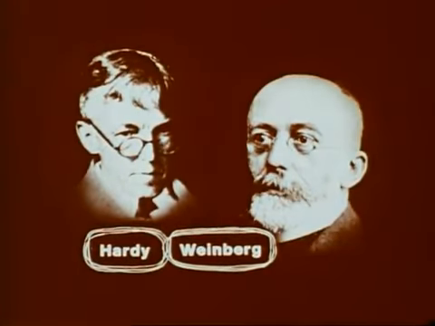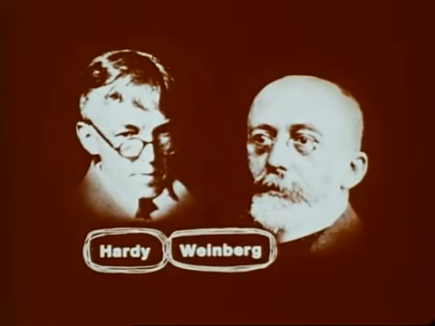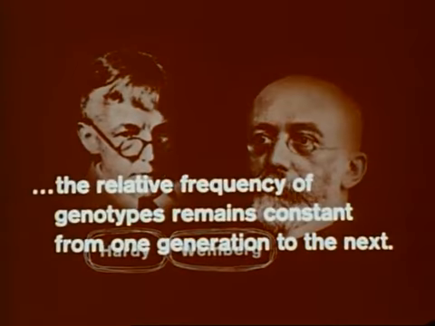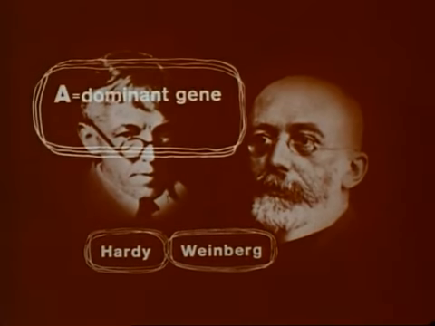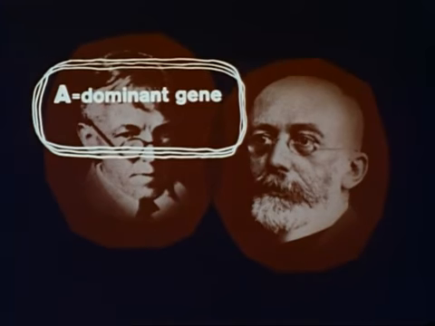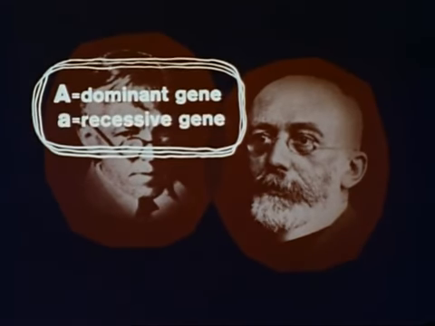The cornerstone of population genetics is the Hardy-Weinberg principle, that the relative frequency of genotypes remains constant from one generation to the next, unless disturbed by factors such as mutation, selection, drift, and gene flow. It should be noted that whether a condition is inherited as a dominant has nothing to do with its frequency in a population. Consider a two-allele system, which we will indicate as big A for the dominant gene and little a for its recessive allele.